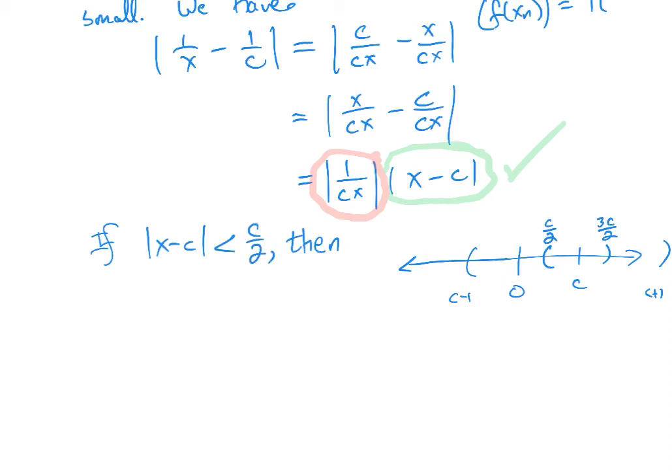If x is within c over 2 of c, then the smallest x could be is c over 2, and the biggest x could be is 3c over 2. Although these are all strict inequalities.